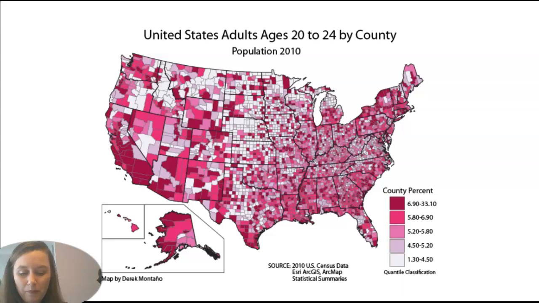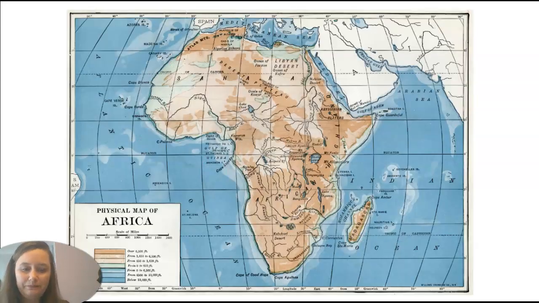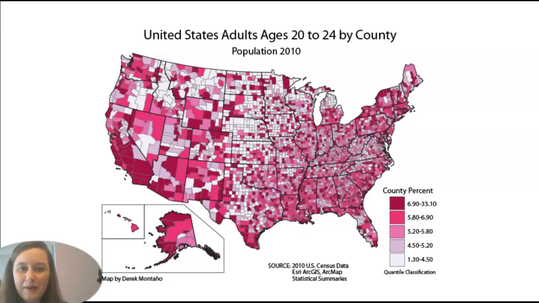We also have special purpose maps. This map is called a choropleth map. And a choropleth map puts features into classes and then maps the classes for each region. So I might use this map if I'm thinking about moving and I want a large population of people ages 20 to 24 because I want to be around young people. I'm going to look for areas on this map with the darkest red because the most young adults are going to live in that area.